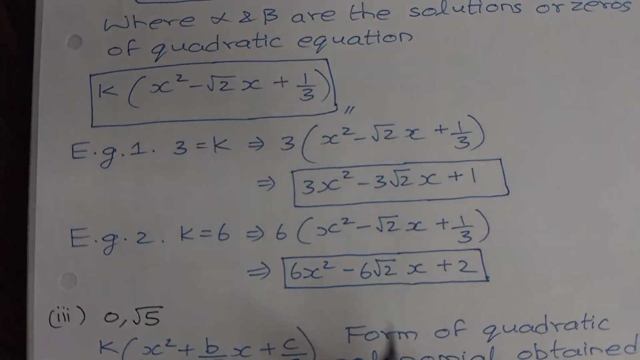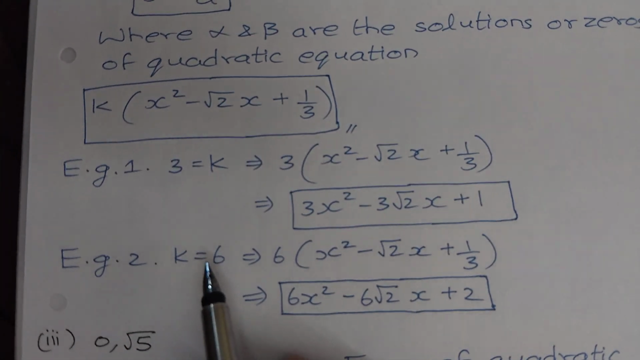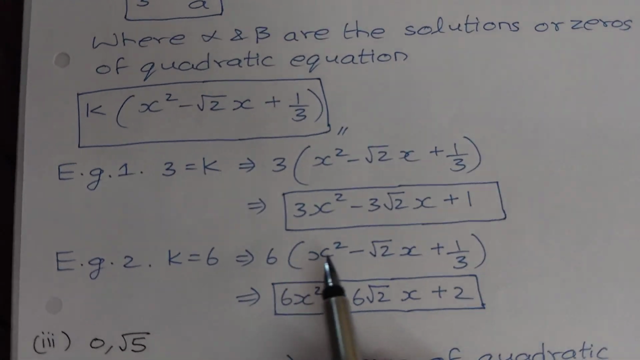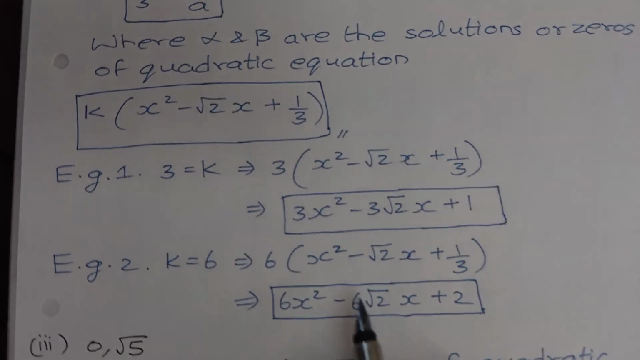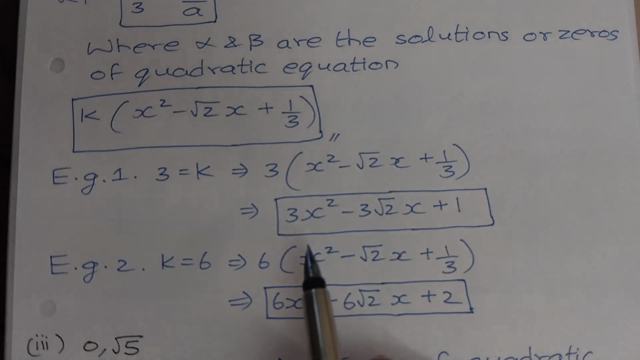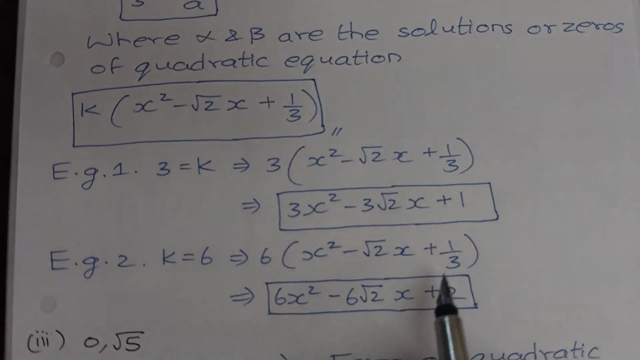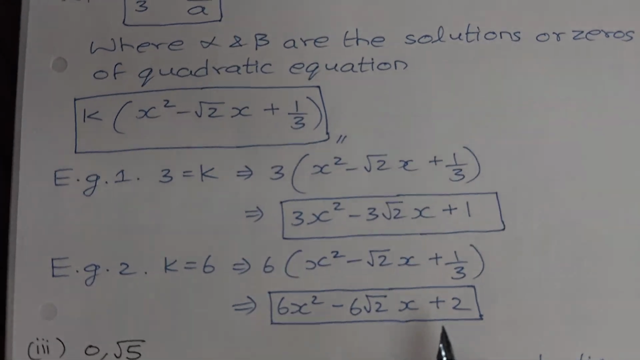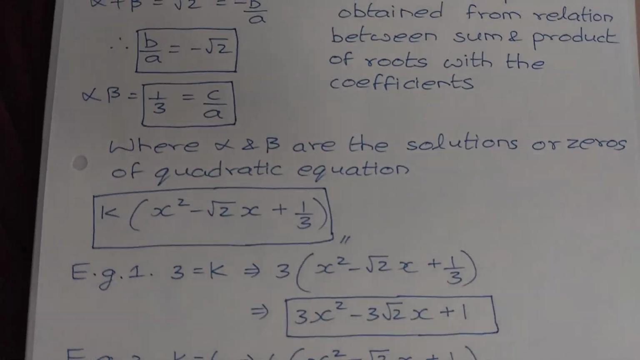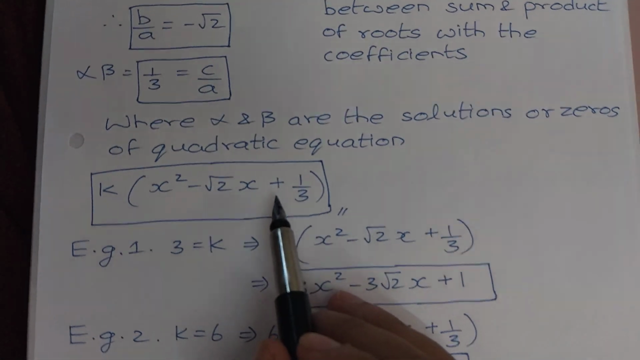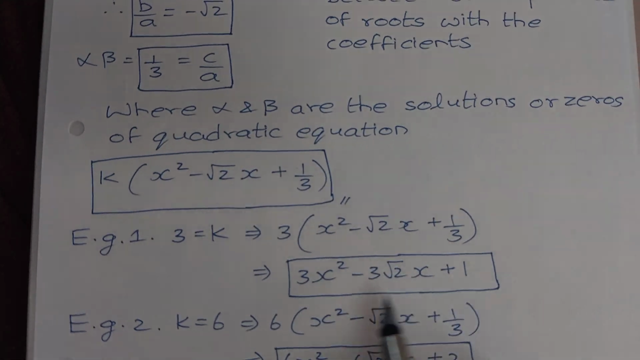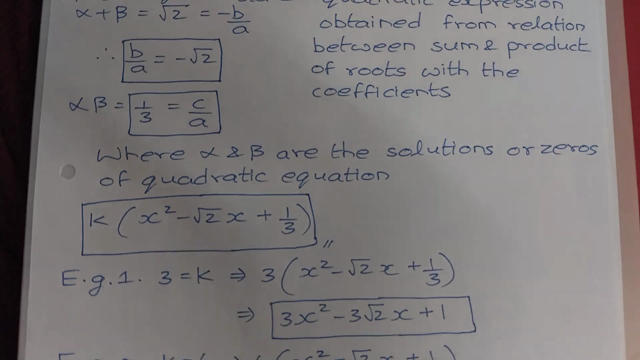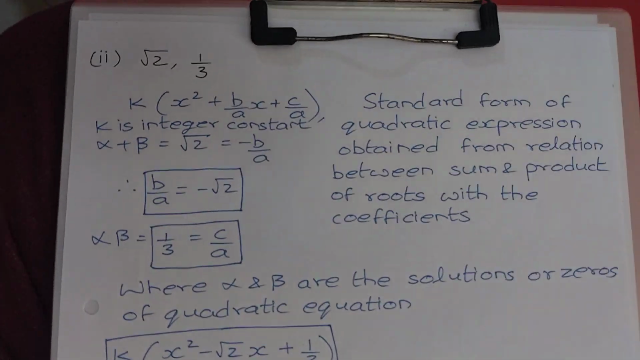And now we can give another example with k as 6. So we have taken double the value. So 6x square minus 6 root 2 x, and when 6 gets multiplied here, 3 1s are 3, 3 2s are 6. So you get the constant as 2. So any one example is sufficient. Technically this is sufficient, but substituting k with a suitable constant value adds to the solution. Thank you.